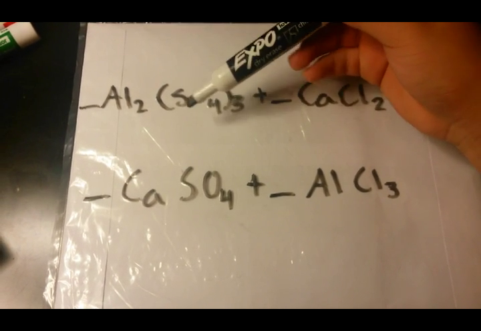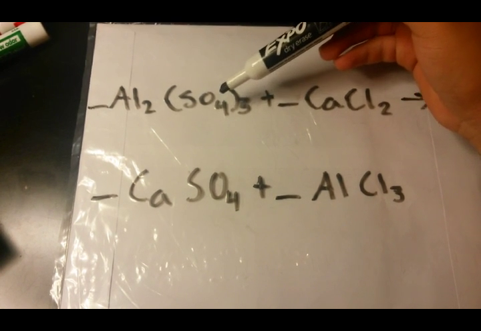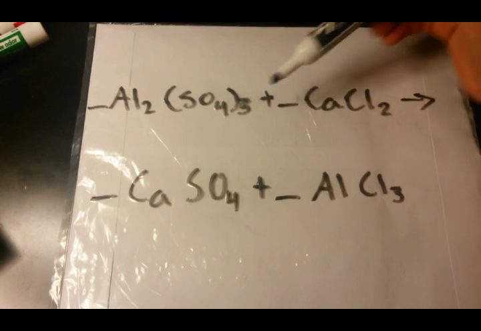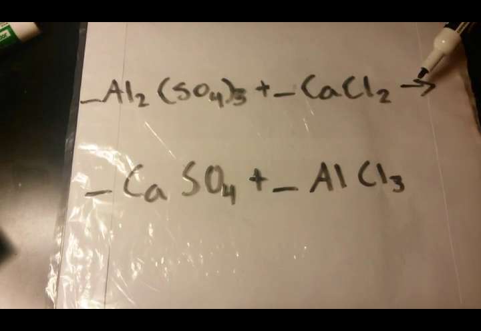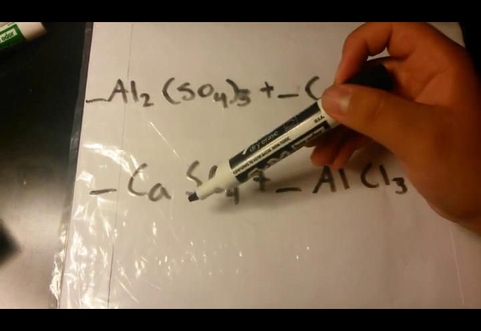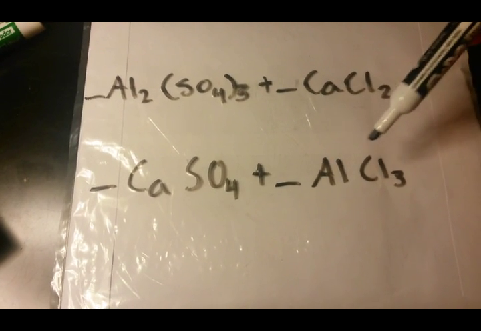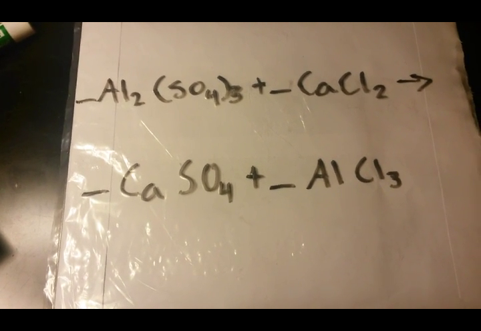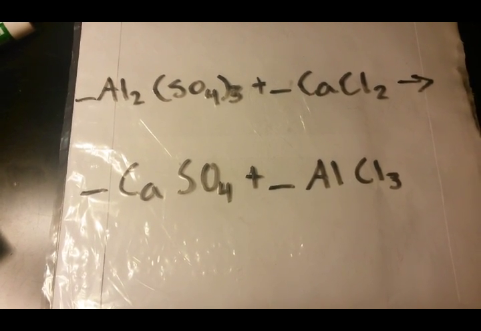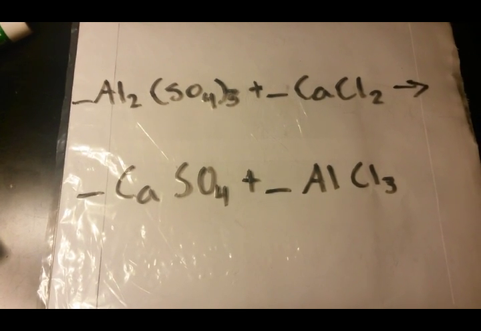As you could see right here, I have Al2(SO4)3 plus Cl2 yields CaSO4 plus AlCl3. It may seem pretty difficult, but overall it's really easy. You just gotta take your time with it.